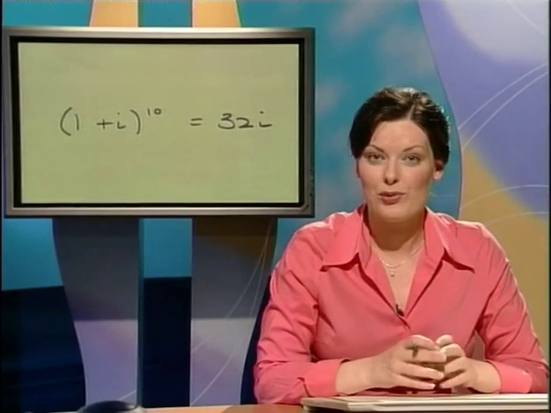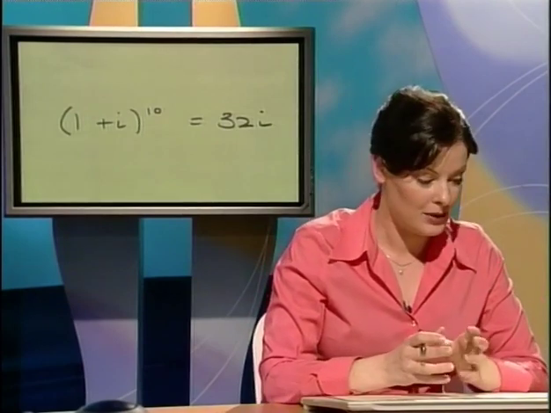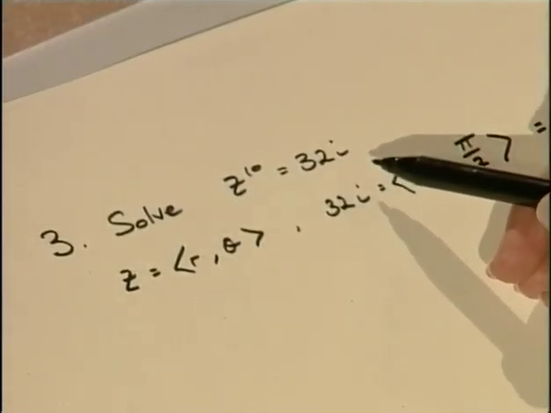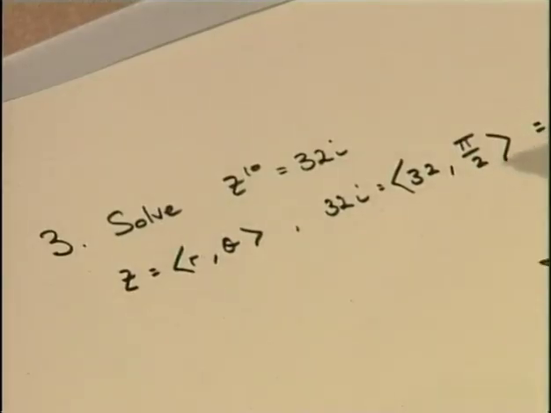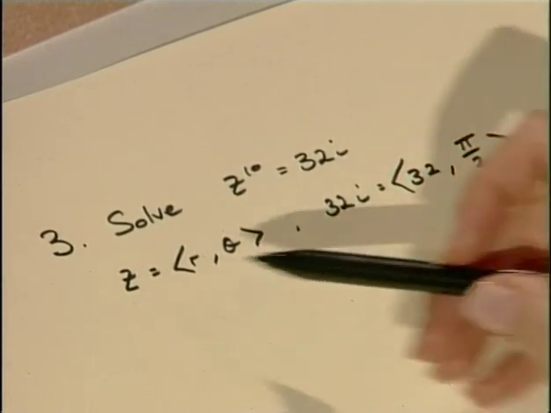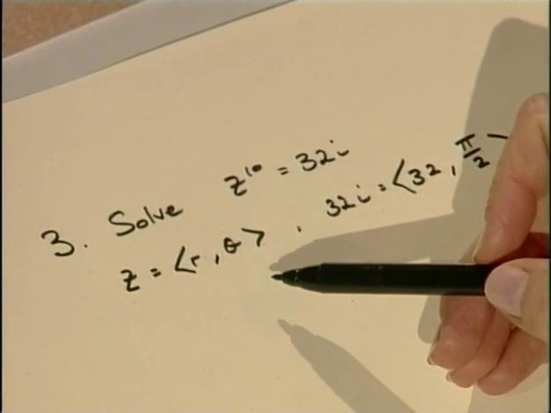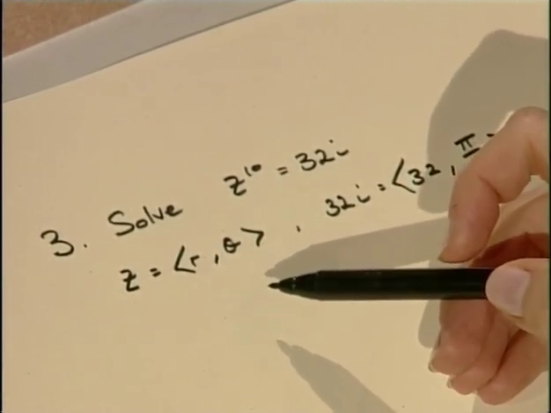So just to recap, we know that (1 + i) to the power 10 equals 32i, and we're looking for z to the power 10 equals 32i. And we know that one solution, therefore, is z equals 1 + i. So what we're going to do is look for solutions of the form z equals (r, theta). So we're going to search for a solution that's in polar form. So I'm going to need to express the original equation in polar form.